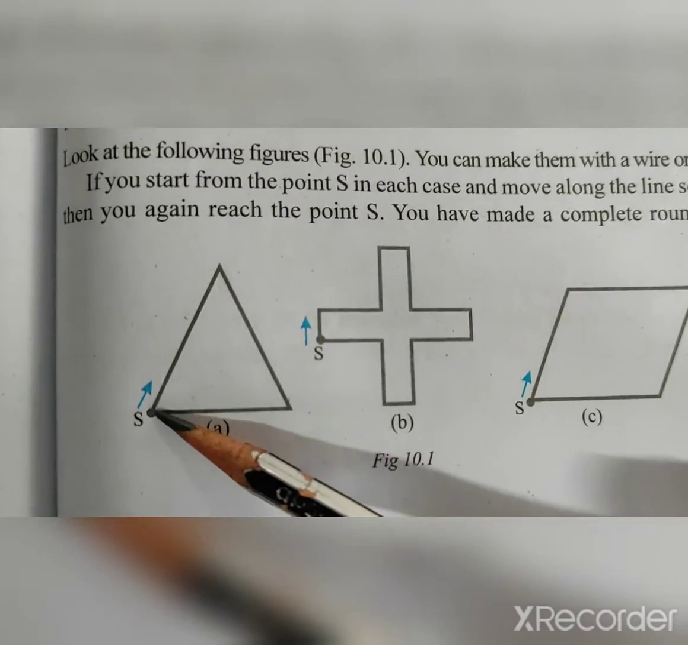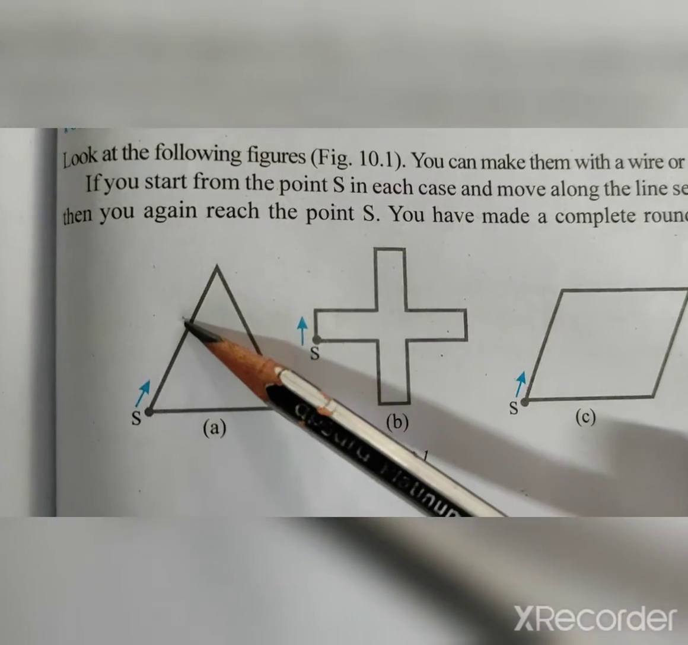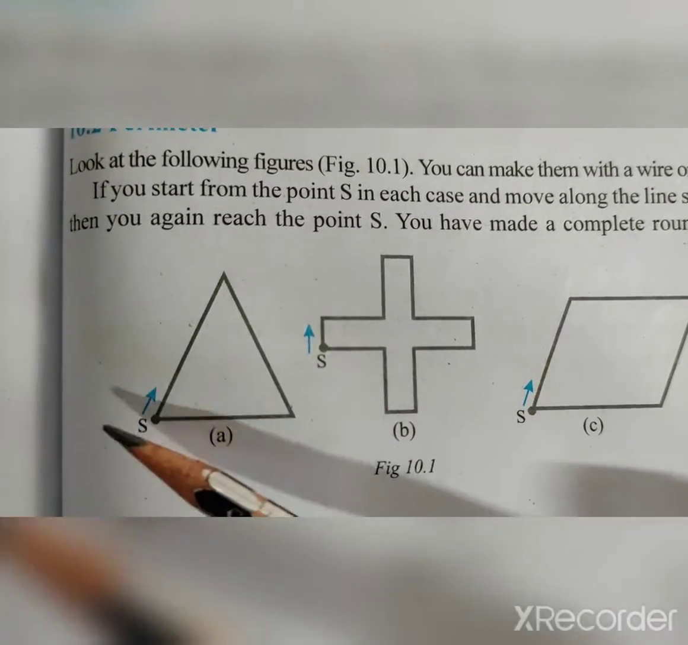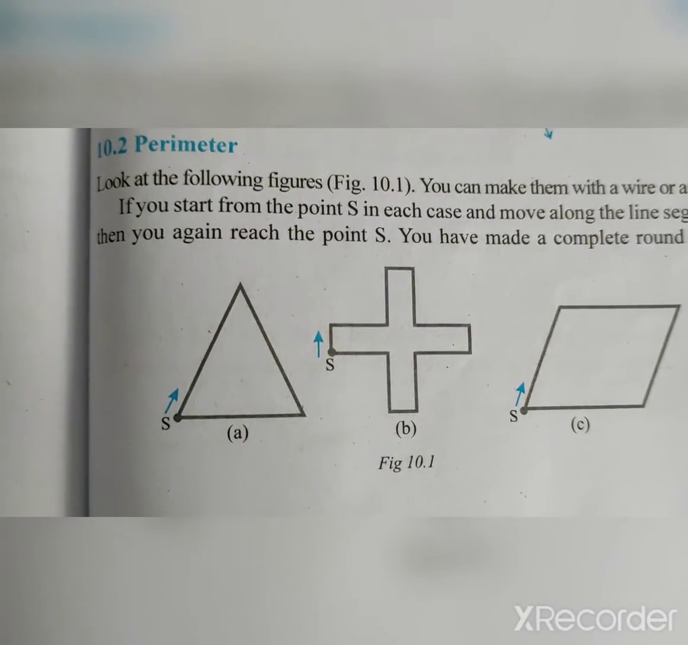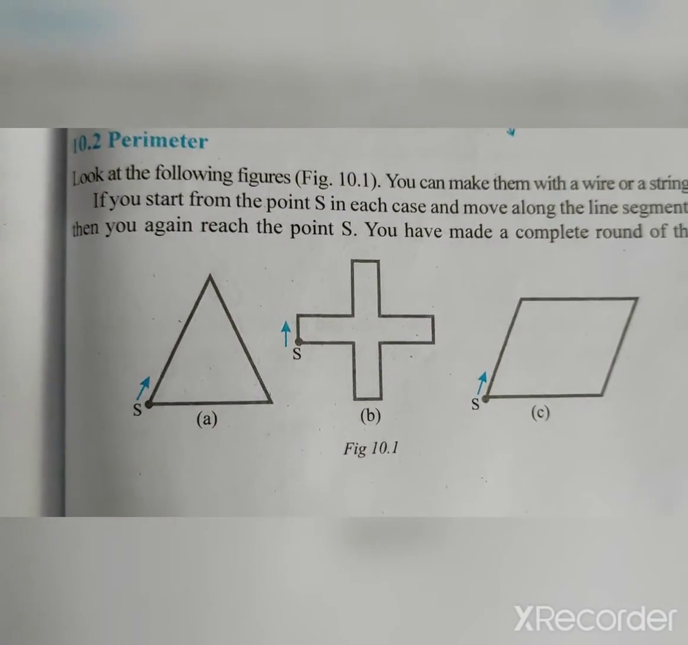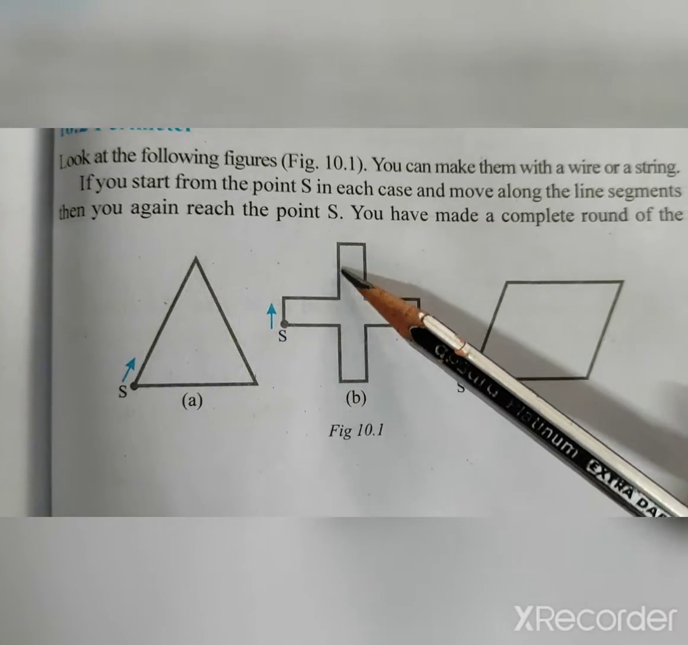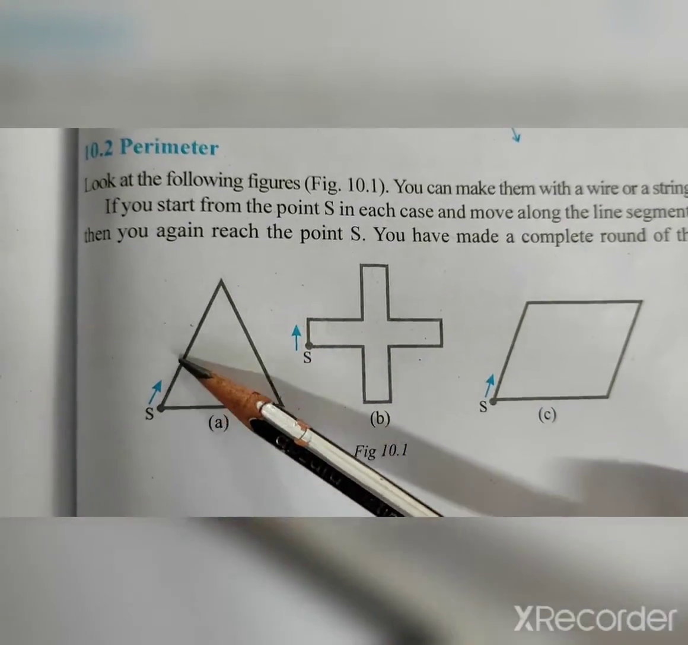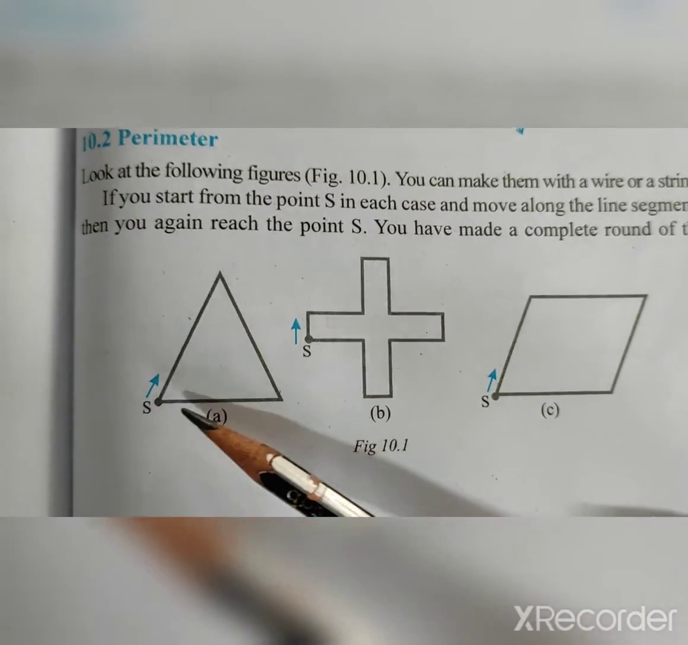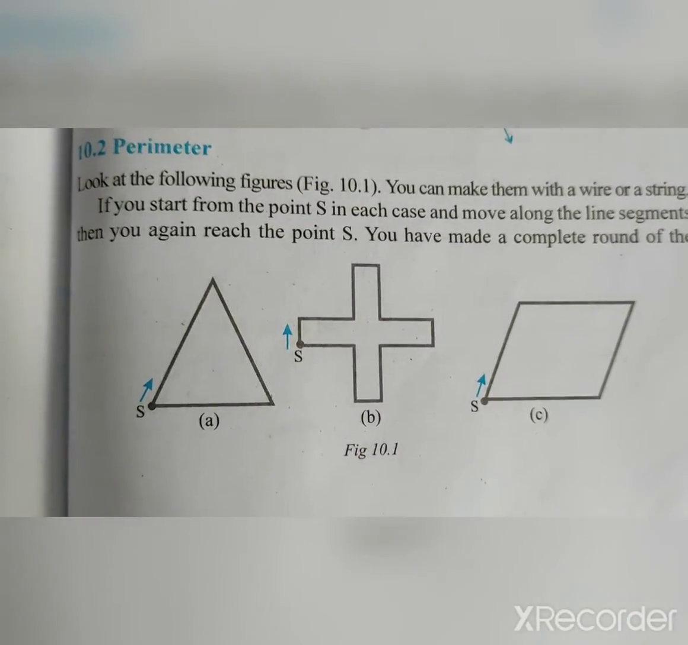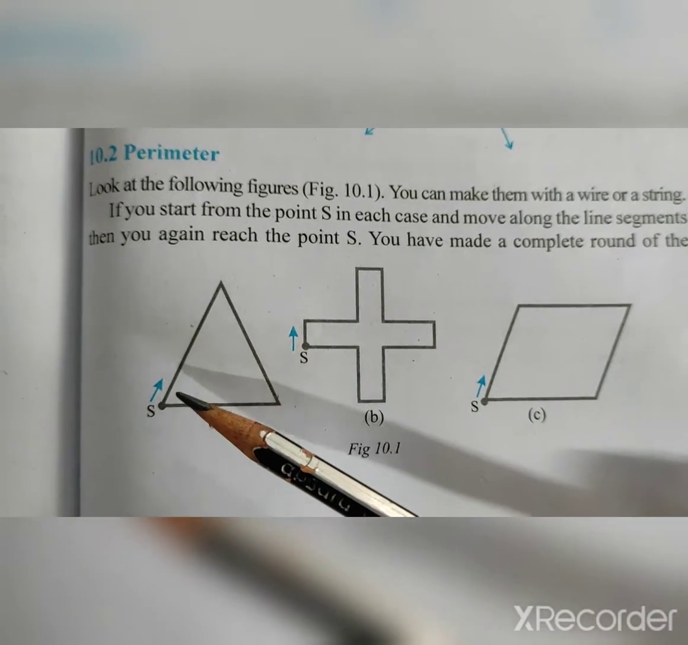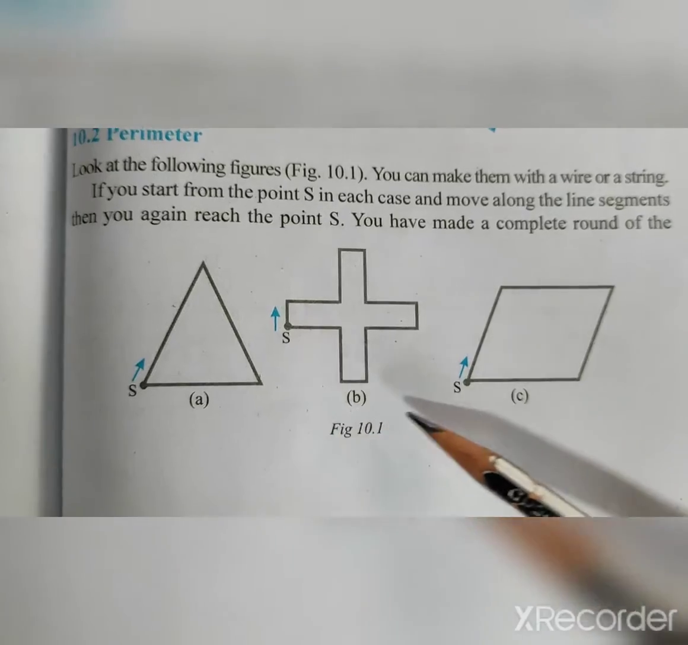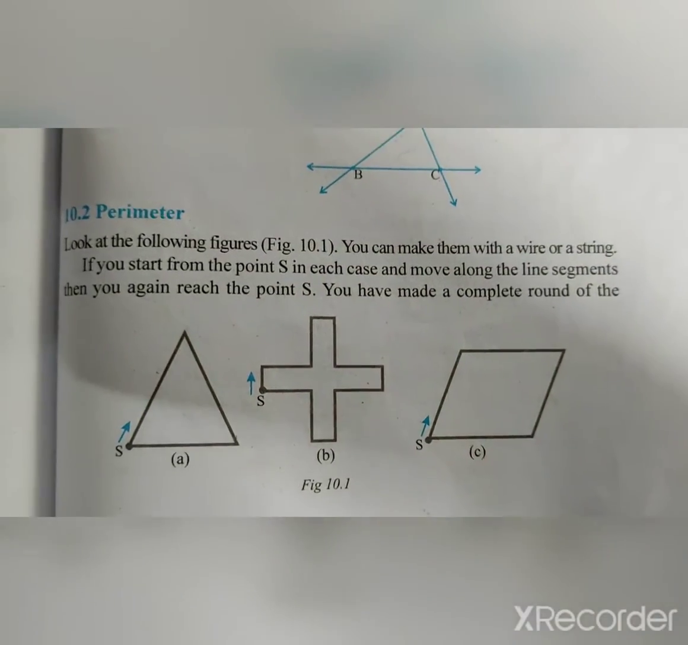See here. When we take one thread here and we give it the shape of this, and when we open the thread, we will get a straight line again. Same way in this figure and this figure. So one round will be taken by the thread every time. So that means, in short, we can say that we are measuring the outer boundary of the given figures. Okay.